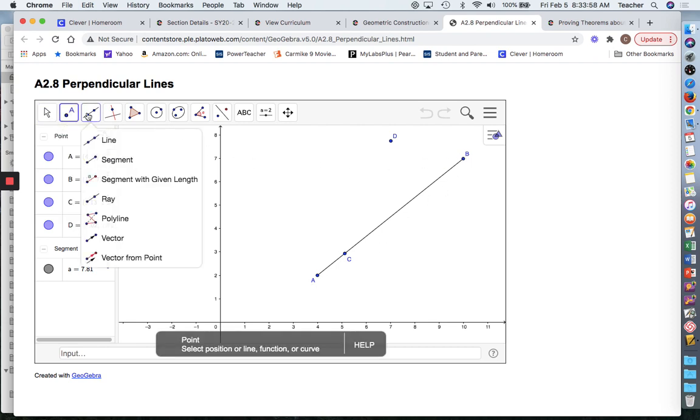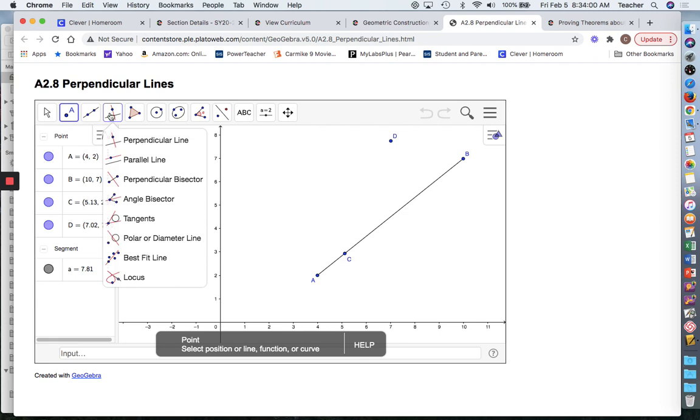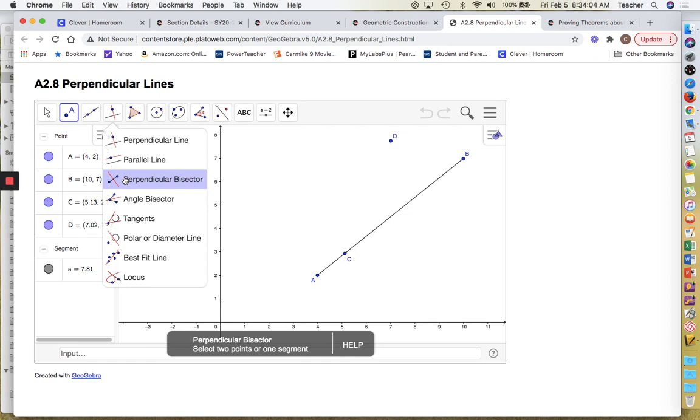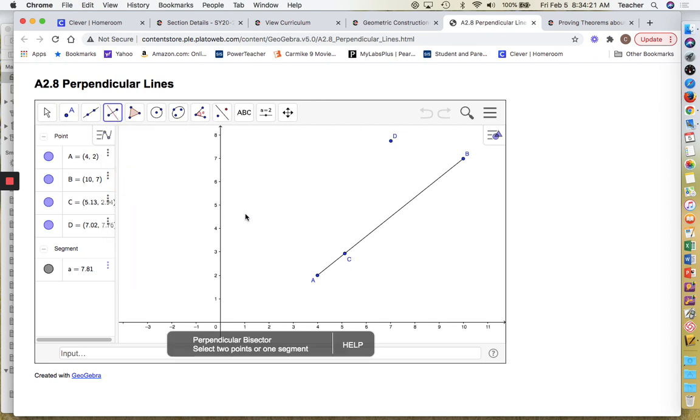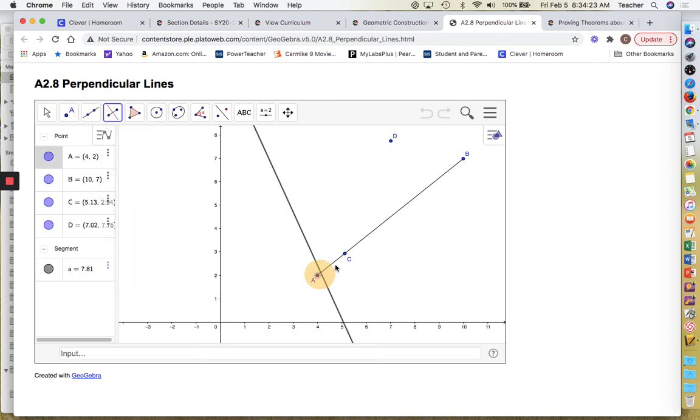We're creating a perpendicular bisector of it. Let's see, perpendicular bisector is, I think it's the fourth one over. So fourth icon over, select perpendicular bisector. Now we've learned before, perpendicular bisector is going to bisect this segment. That means it's going to cut it in half. And it's also going to make a right angle where it crosses AB. So we're going to select perpendicular bisector, select the 2 points. I'm going to select AB. And as you can see, as I move it towards B, it creates it.